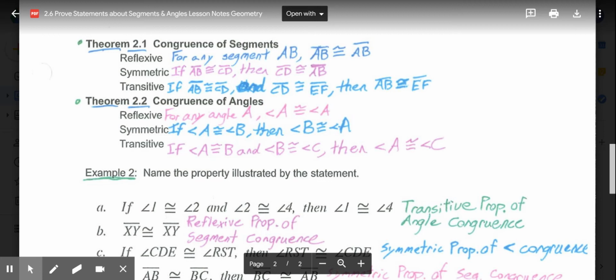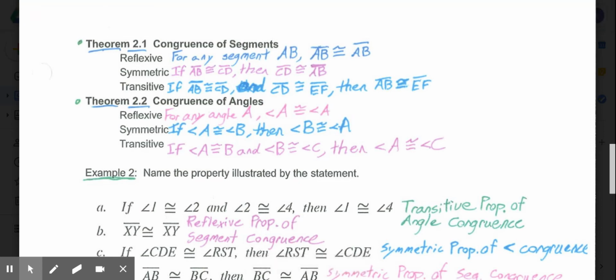The symmetric property is the one that allows us to flip what's on opposite sides of the equal. So in this case, we have a congruent sign. So this would be if segment AB is congruent to segment CD, then segment CD is congruent to segment AB. We're just flipping the opposite sides of the congruent sign.